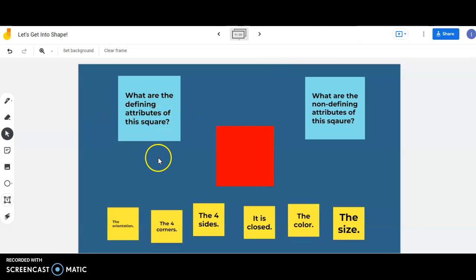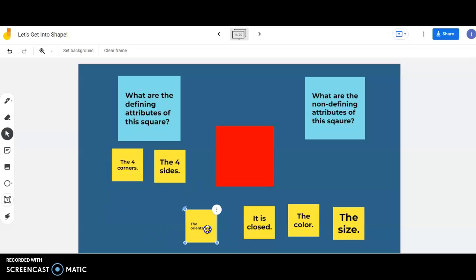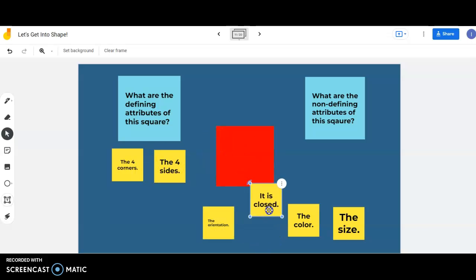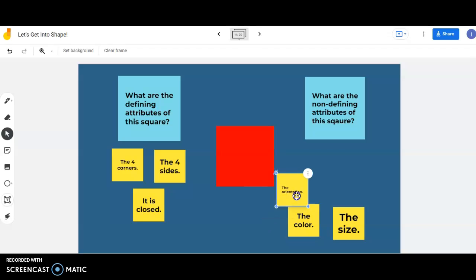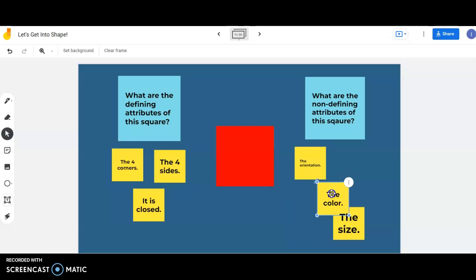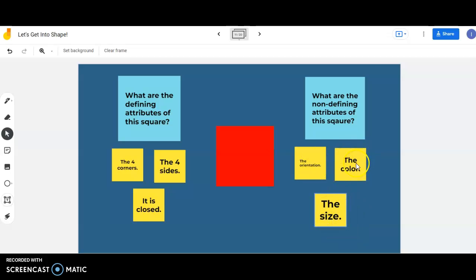What are the defining attributes of this square? Well, the square needs 4 corners to be a square, so that's a defining attribute. The square also needs 4 sides to be a square, so that's also a defining attribute because it makes the square a square. We also know a shape needs to be closed to be considered a shape, so that's also a defining attribute. The orientation is a non-defining attribute, which is an unimportant part of the shape. The color is also a non-defining attribute of this square, and so is the size. It can be any size, any color, and shaped or flipped any different way and still be considered a square.